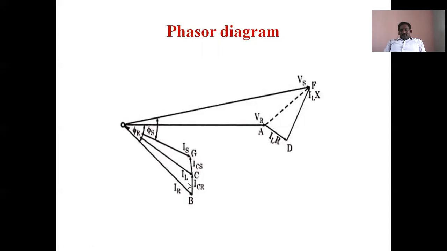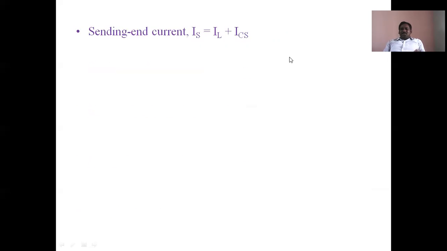See here. IL is equal to IR plus ICR. IS is equal to IR plus ICS. IL is equal to IR plus ICR. Is that right? So if you observe from the phasor diagram and from the equivalent circuit diagram of the medium transmission line, the equations are the same. The performance equations are the same by applying KCL or the current division rule simply.